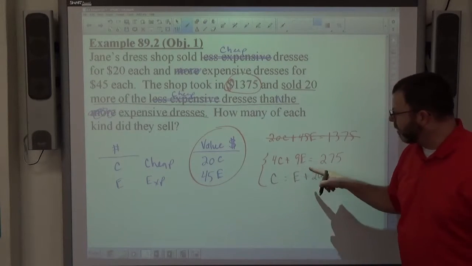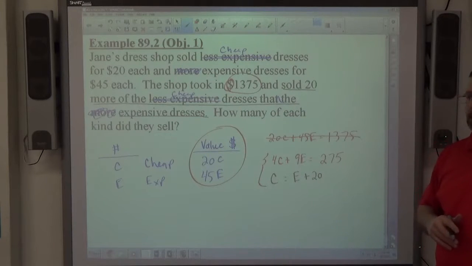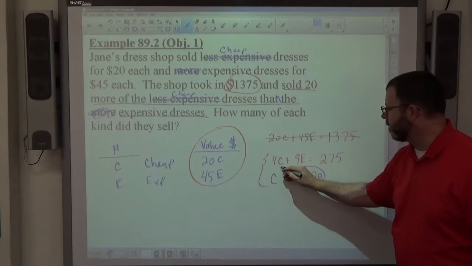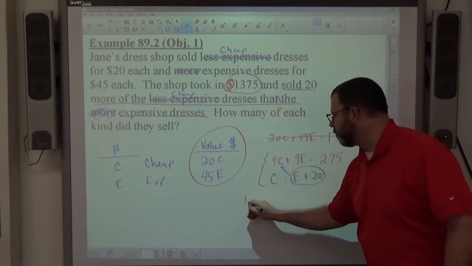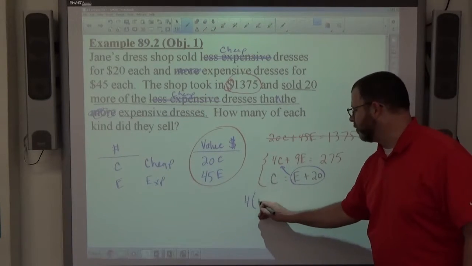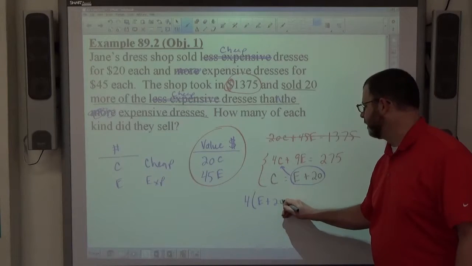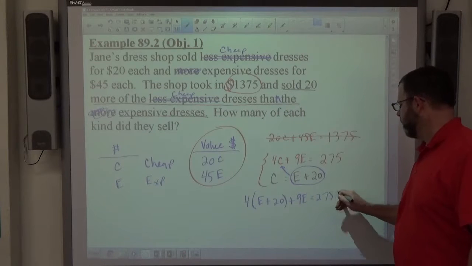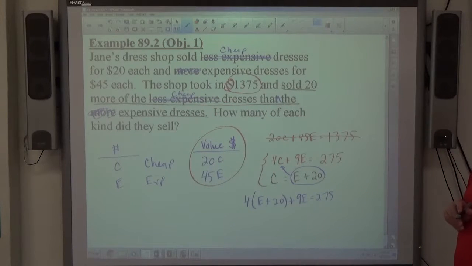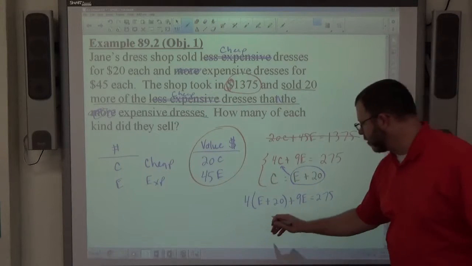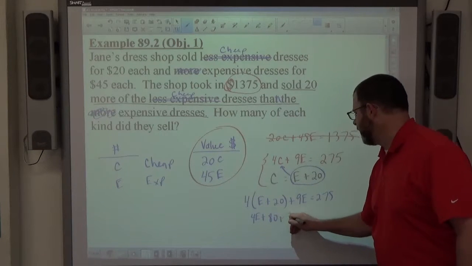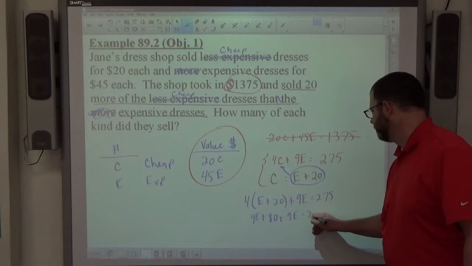So this time it's set up better for substitution and elimination. C equals E plus 20. I can put E plus 20 in place of that C there. If I do that, I'm replacing a single object C with multiple objects E plus 20, so I use parentheses. And then it's just a matter of solving the equation for E. This is going to be 4E plus 80 plus 9E is equal to 275.